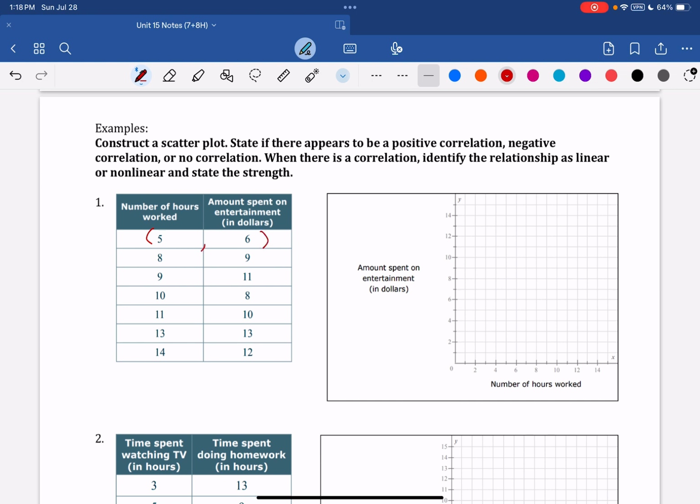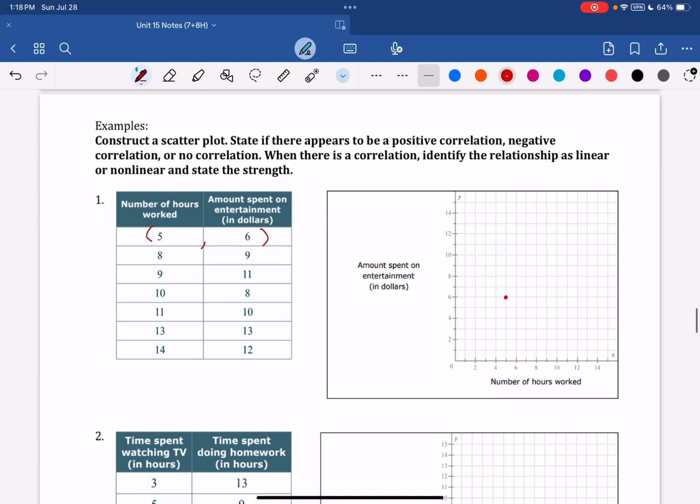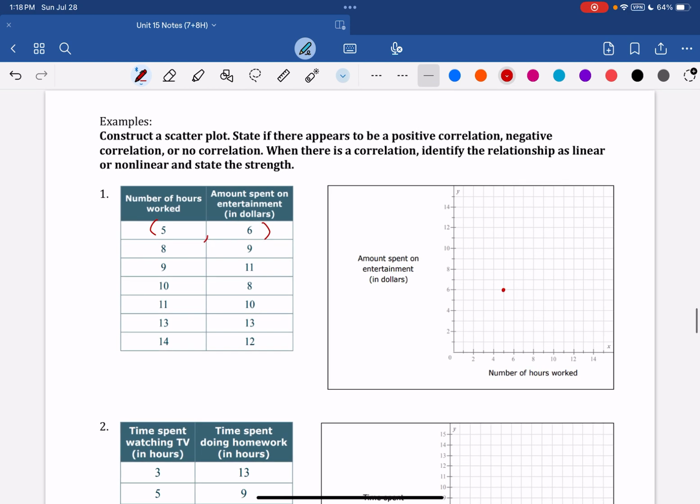So (5, 6), (8, 9), (9, 11), (10, 8), (11, 10), (13, 13), and (14, 12). That appears to be positive; as one is going up, the other one is going up.